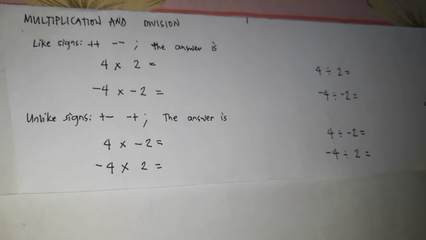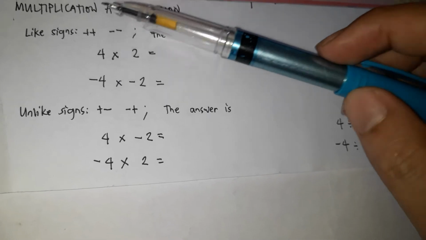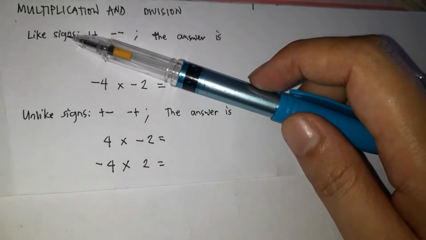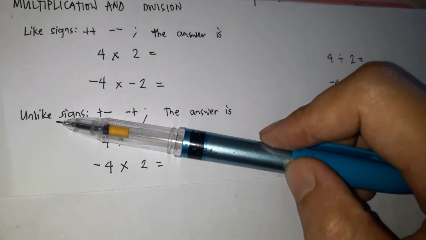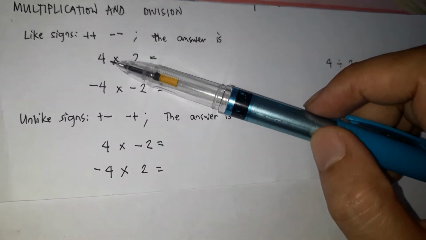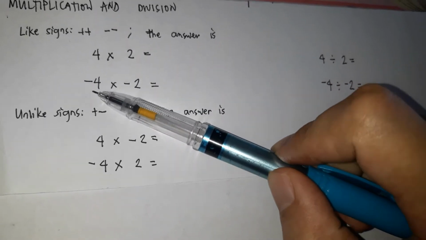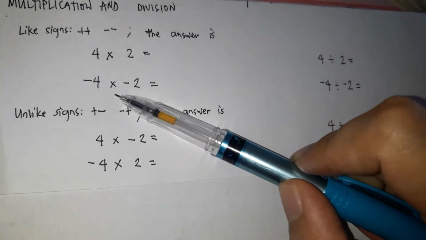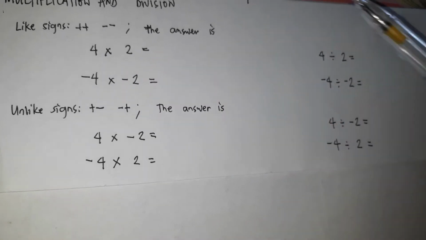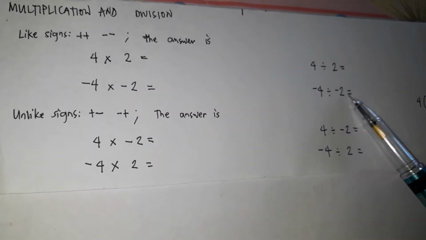So now we're going to learn multiplication and division. We're going to divide it into two: like signs and unlike signs. Kapag like sign, they are positive and positive, negative and negative. Example, 4 times 2, positive, positive. Another example is negative 4 times negative 2, negative, negative. This one, divide, positive, positive, negative, negative.